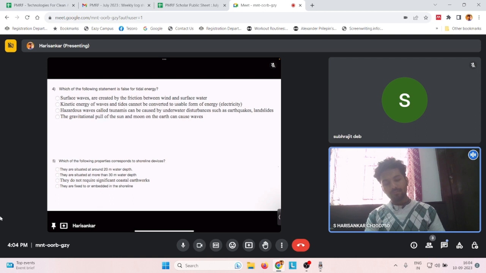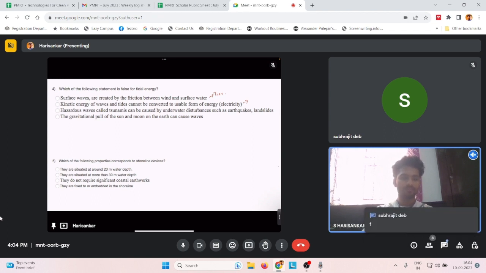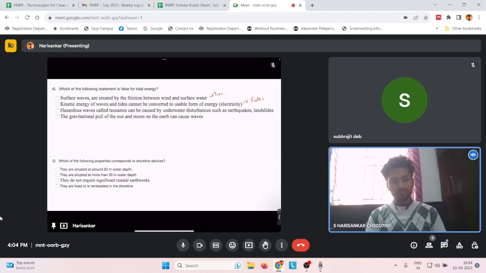Which of the following statement is false for tidal energy? Surface waves are created by the friction between wind and surface. So this sentence is actually true. Kinetic energy of waves and tides cannot be converted into usable form of energy. So what about this? Is it true or false? Yes. So this is the false sentence here.